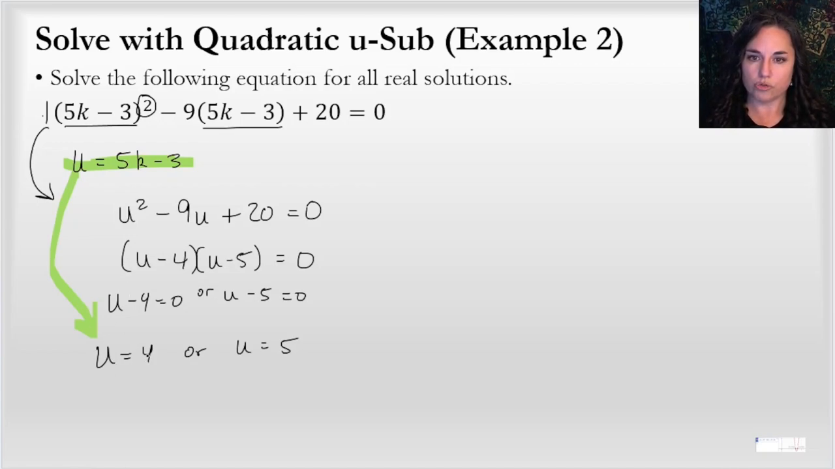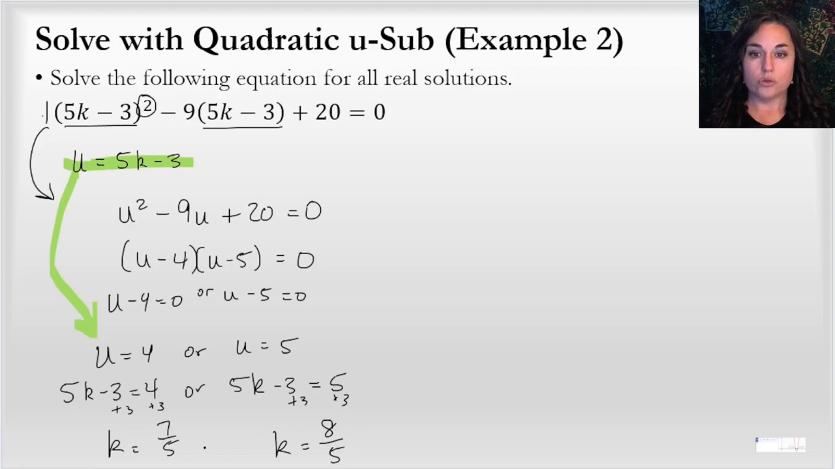I know u equals 4, so that means 5k minus 3 equals 4, or 5k minus 3 equals 5. Okay, so I'm going to keep solving. Move the 3 over, plus 3, I get k equals 7/5. Real quick algebra there. I add 3 on both sides here, I get k equals 8/5. So those are going to be my two answers. And that's how you use u-substitution with the quadratic form.